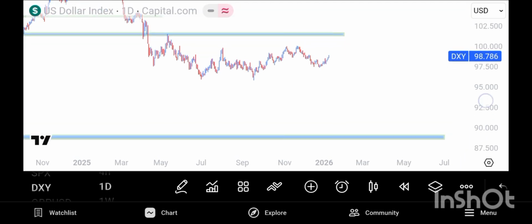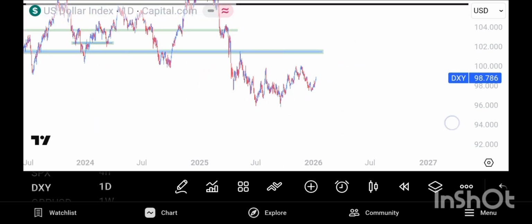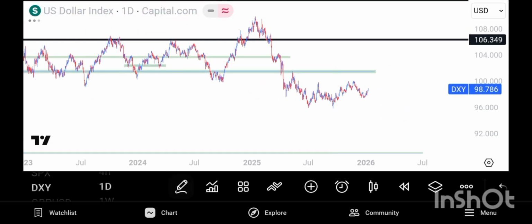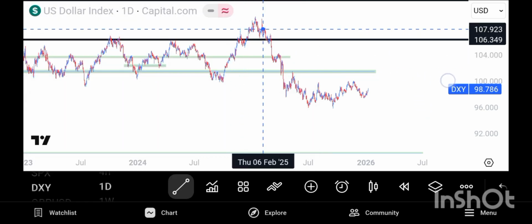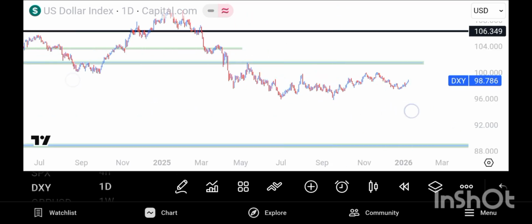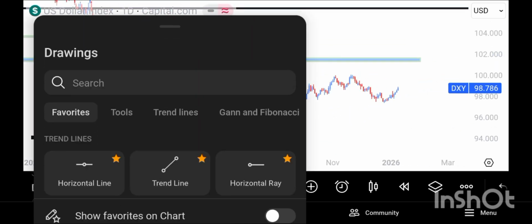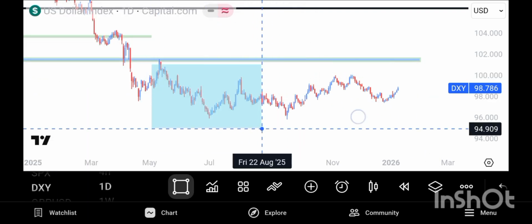So going into the chart, as you can see, I have the DXY on my screen, right? For the DXY, we've been in a downtrend for a long period of time, pushing from that level. But currently we are in a consolidation phase on the daily time frame, which is this level right here.